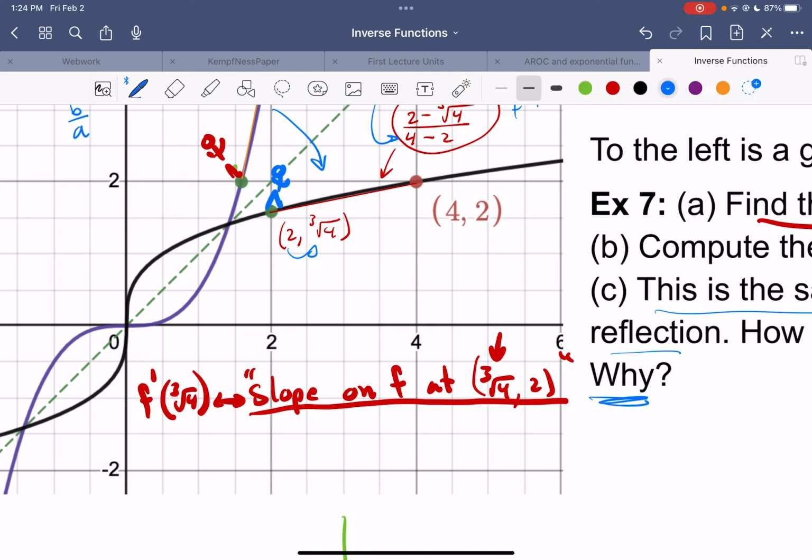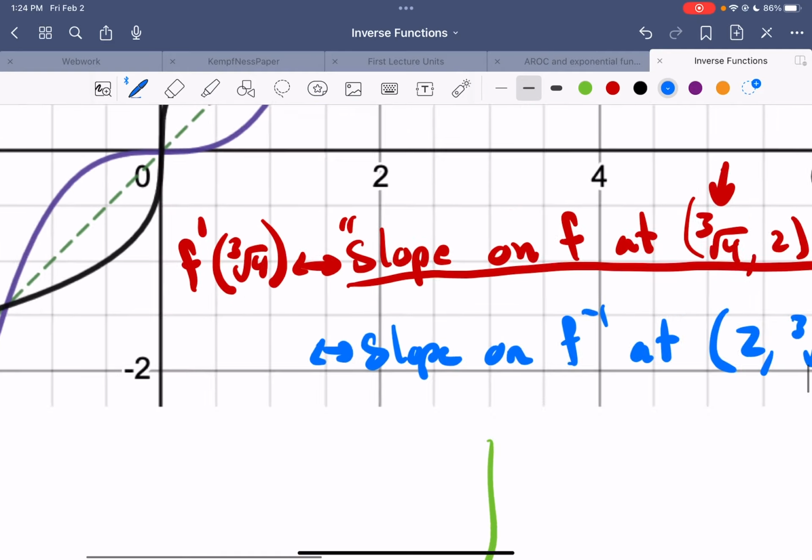Now, if we're standing right here and ask the same question, what is the slope on, and now this is f inverse, right? It's the flipped over graph at, and now we have the flipped over point, 3 root, boom. Okay, so this is where things really suck notationally, okay?